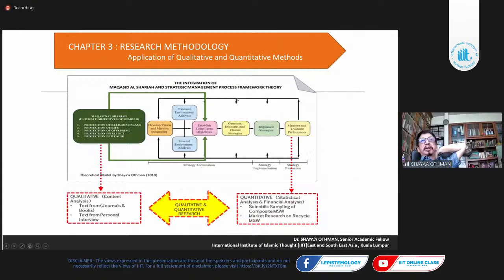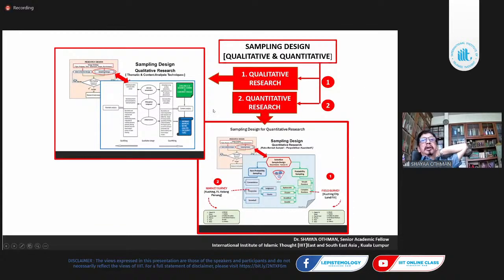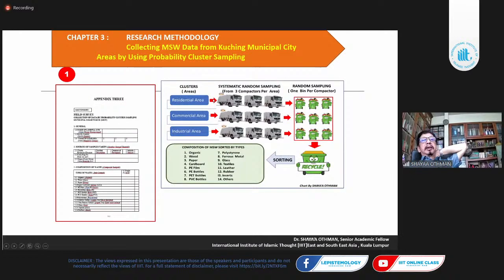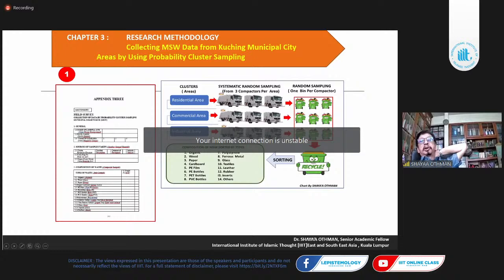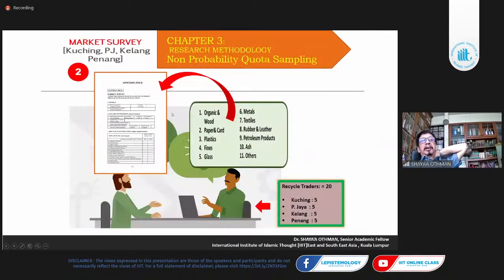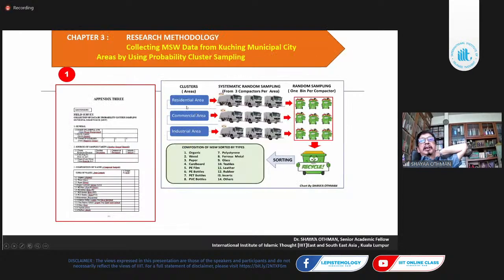And then this is the sampling method I use. For residential areas, I use cluster sampling. For every lorry, systematic: every 10 lorries, we take a sample of one liter, one bin of rubbish, solid waste, to get the organic. And then here's a sample. There's no framework, we just take a sample. We do this across residential, commercial, and industrial areas to make sure the rubbish comes from the respective areas.